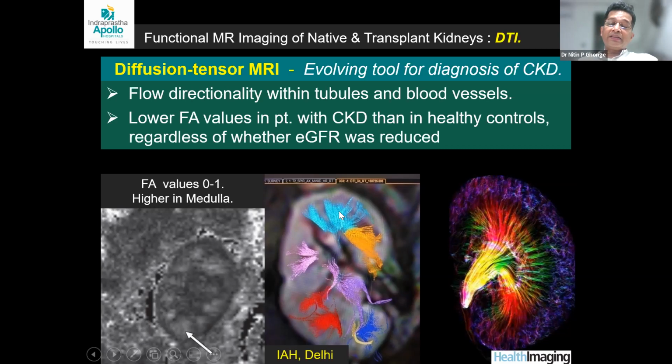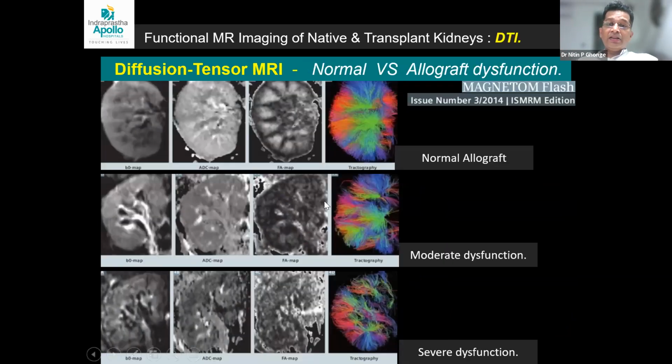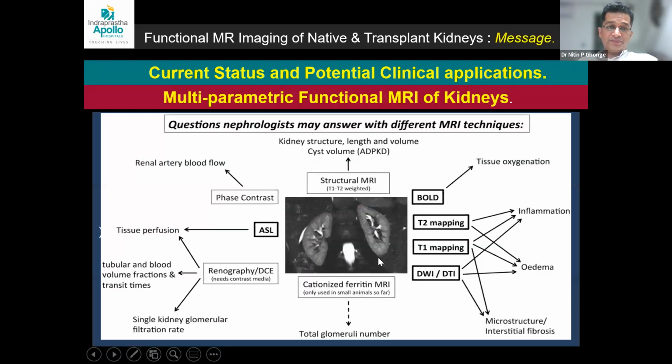So this diffusion tensor MRI is a very potent tool which can diagnose early CKD much before things manifest in creatinine values, or even before it manifests in RI values. This is an example of a normal allograft where we can see the exactly perfect flow directionality in the nephrons of the kidney. While in a severe dysfunction, you can see the gross distortion of the directional component of the nephrons in the kidney.